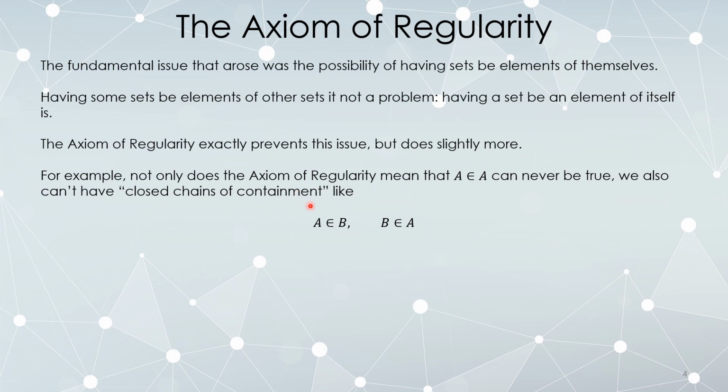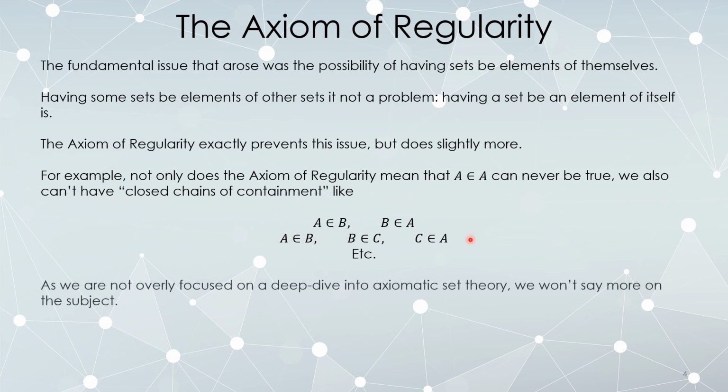There's no reason why, without the axiom of regularity, that you couldn't have A is an element of B and B is an element of A. The axiom of regularity does actually prohibit this. Or a three-step process where A is an element of B, B is an element of C, and C is an element of A, and so on. So the axiom of regularity does not only prevent sets from being elements of themselves, it prevents chains from closing up on themselves like this. We're not really trying to do an incredibly detailed look into axiomatic set theory, so we're not going to talk about this all that much more.